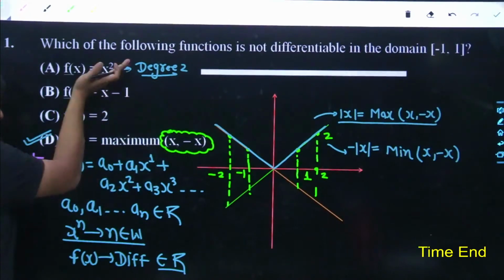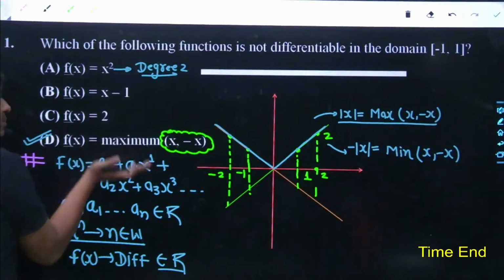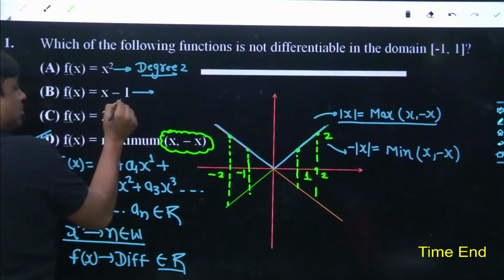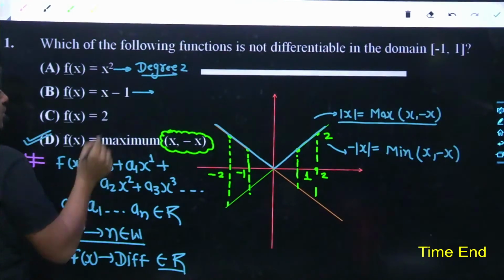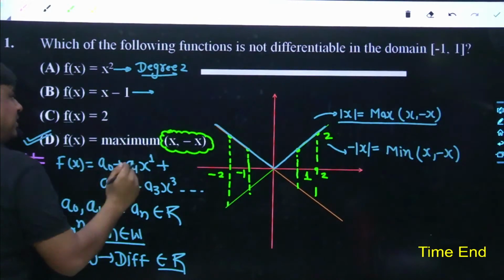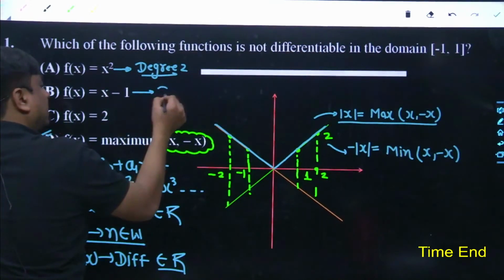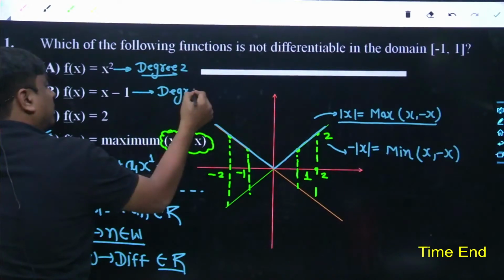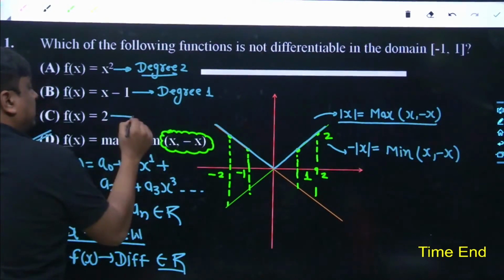Once you compare it, definitely they fall in the same stature. If we talk about x minus 1, definitely the value of a0 is minus 1 and the value of a1 is 1, and the remaining terms are 0. So again it is a polynomial with the degree of 1.